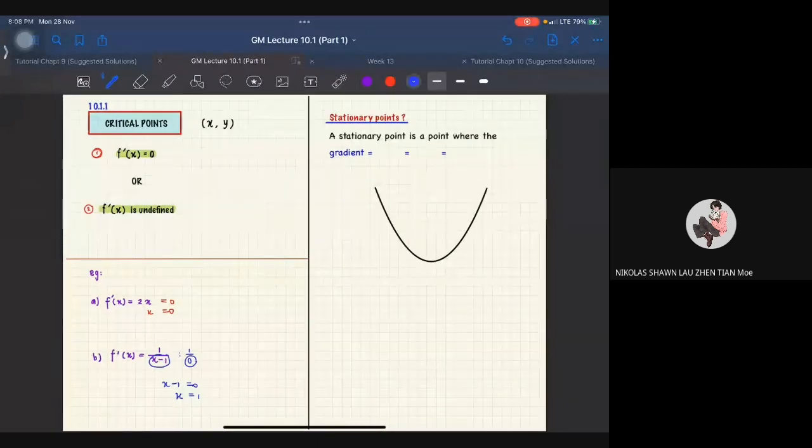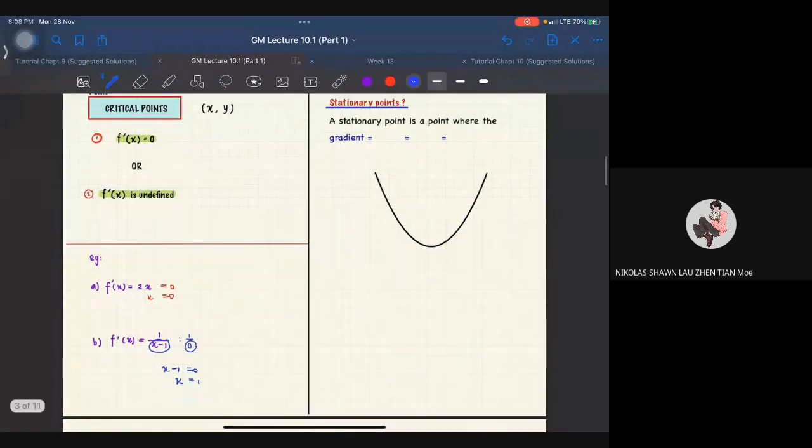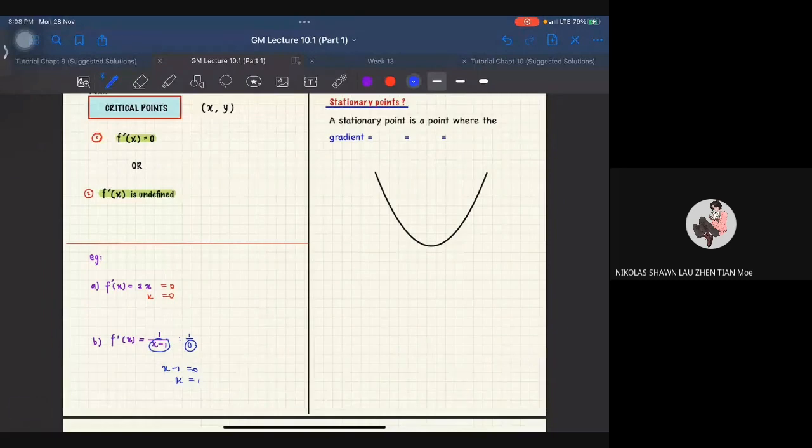Okay, so jom. Let me continue. Okay, so ini adalah dua example yang mana nilai X yang kita ada ni adalah a critical number. We call it a critical number sebab dia bukan point. Kalau point dia mestilah dalam bentuk X and also Y. Okay, so this X, this one, I call it as a critical number.